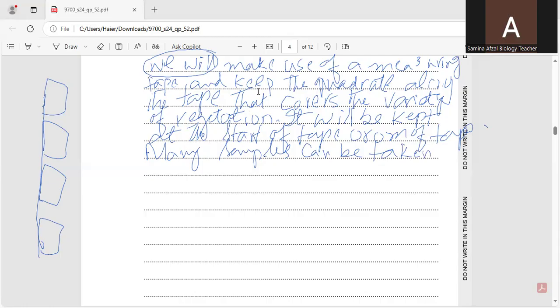Many samples can be taken after a regular distance. So the distance should be equal. That is, after a particular distance you can keep the quadrat to find out or to calculate the different variety of trees which are growing over there. This method can be repeated many times.